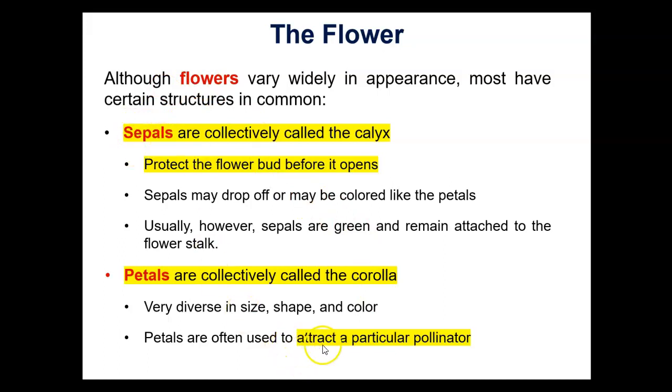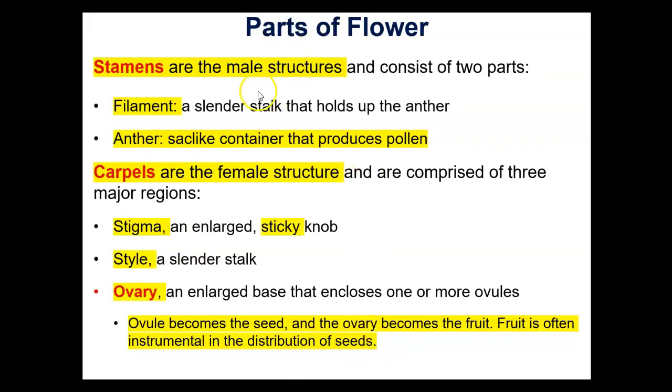But the purpose of petals is to attract a particular pollinator. So the smell and the color is designed to attract pollinators so that they will feed on the nectar and in the meantime transfer pollen from the male to the female parts so that we can have new plants. The male structures altogether are called stamens. The filament is the stalk of the stamen, and the anther is where the pollen is produced. So the anther is the structure that produces pollen.